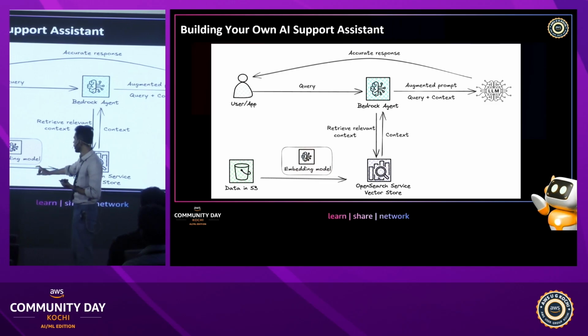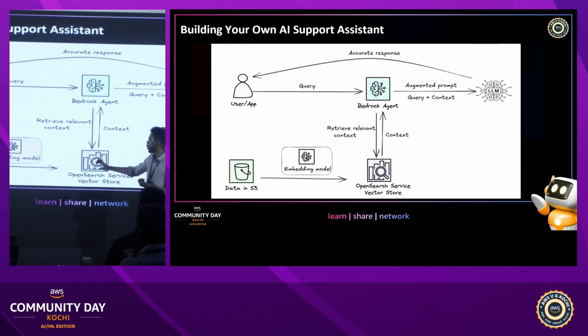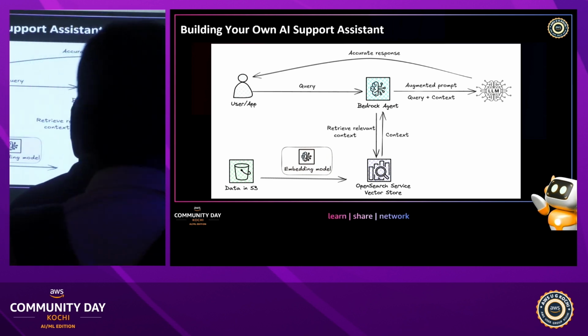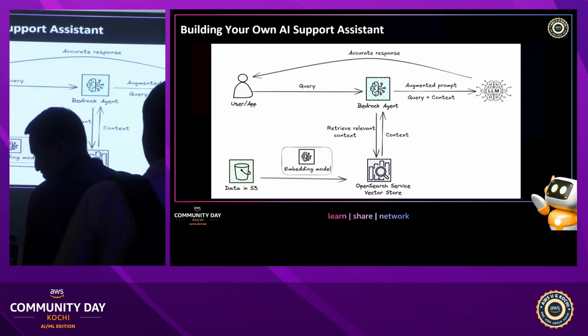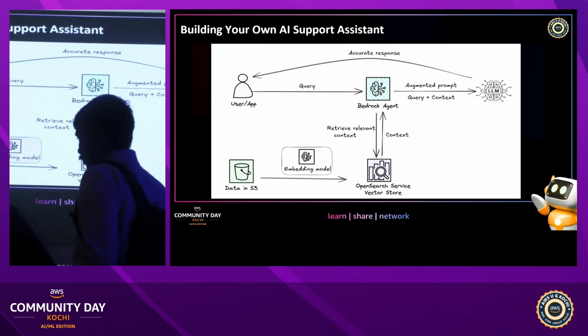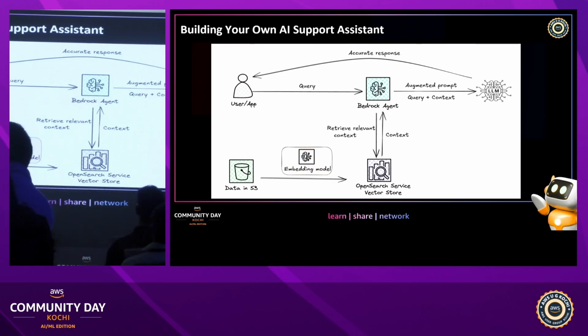Using one embedding model, I've converted those documents into vector embeddings and stored them in the OpenSearch service vector store. Once a query is asked, Bedrock fetches the relevant context from OpenSearch service, and the Bedrock agent creates an augmented prompt. The augmented prompt is nothing but the query plus the retrieved context, which is rich in information. Using that, the LLM would be able to respond accurately, grounded to your own specific data and based on its own intelligence. This is how the system works.